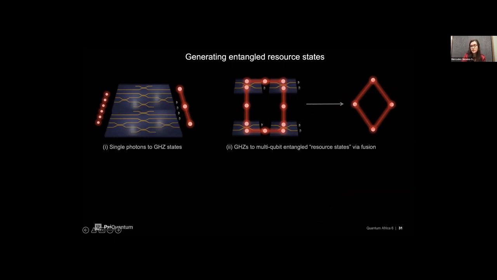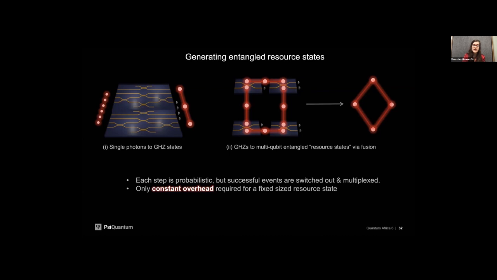Now we can take groups of those GHZ states, apply fusions to them, and obtain another resource state that has a more interesting or relevant entanglement structure. And it's worth noting that even though each step is probabilistic, we are able to select the successful events and push them forward. So you pay a price, a constant overhead per resource state, because you have to account for the number of times that you're going to fail in the preparation. However, that is a constant overhead for a fixed resource state.